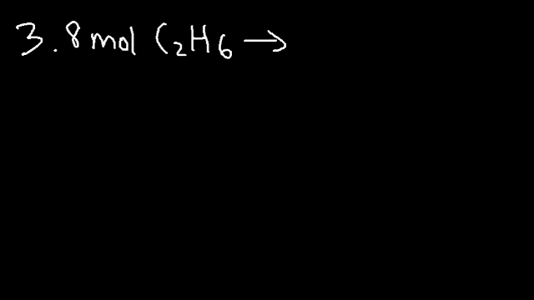Try this one. Let's say we have 3.8 moles of ethane, C2H6, and we wish to convert it to molecules of ethane. C2H6 is a molecule. It's composed of multiple atoms. How can we do so?